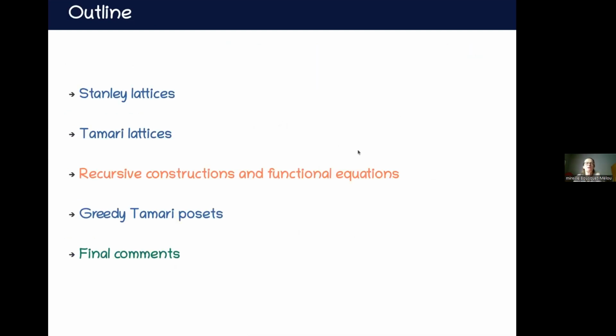Okay, so here's an outline of my talk. I will mostly describe 3 families of posets, 2 of them being lattices. So that's the blue sections. And there will be a little interlude containing a sketch of a proof, where I will describe some recursive constructions for the intervals in some of these lattices. And I want to show you which kind of functional equations they give rise to.